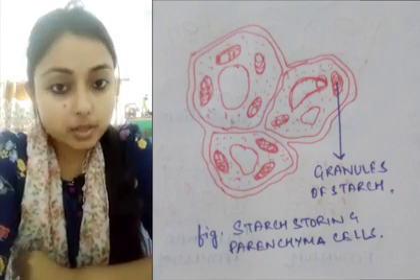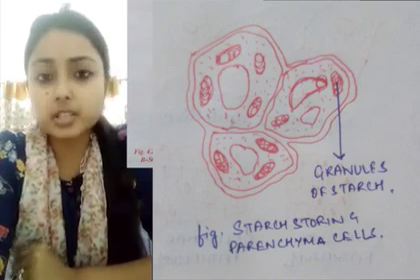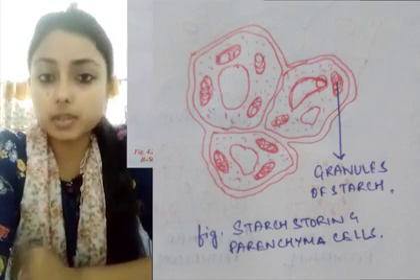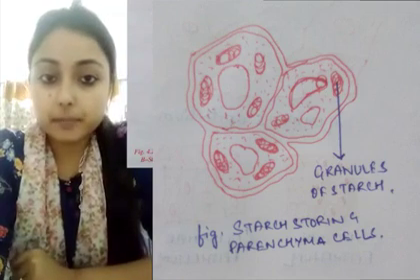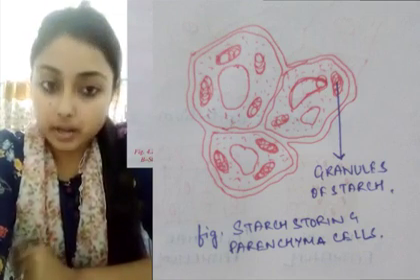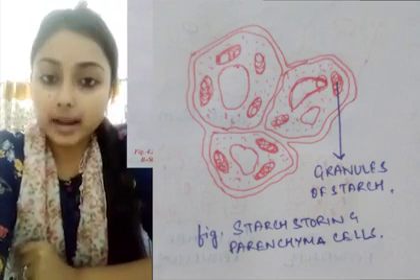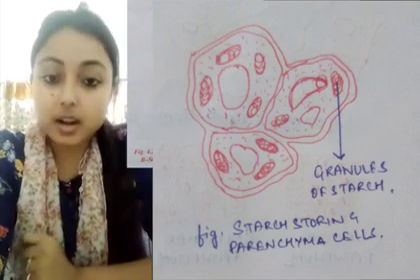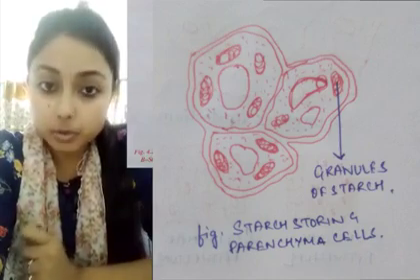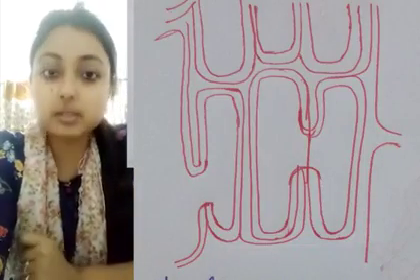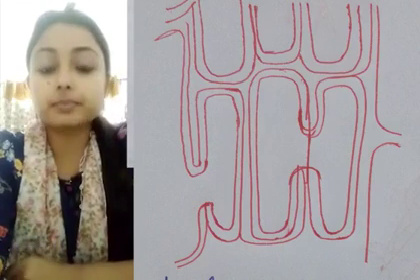Next, we'll come to the supporting tissues. Supporting tissues are basically of several types. You have a wide range of supporting tissue. We will discuss the three most important ones. They include the parenchyma tissue, collenchyma, and sclerenchyma.